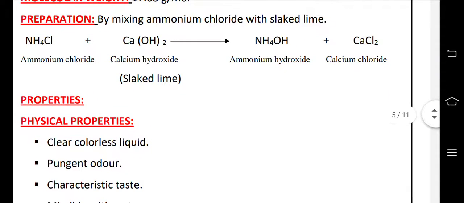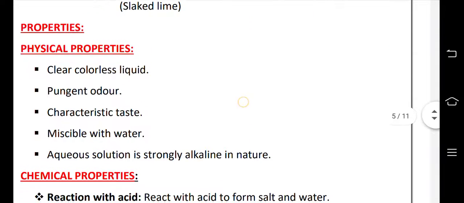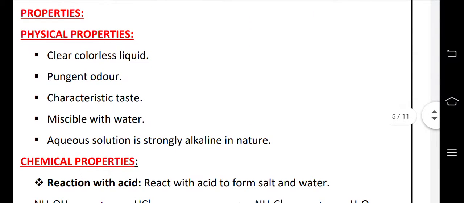Preparation of strong ammonium hydroxide. It is prepared by mixing ammonium chloride with slaked lime. So this is the equation in which ammonium chloride is mixed with calcium hydroxide, which is also known as slaked lime, to form ammonium hydroxide and calcium chloride. Now coming to properties of strong ammonium hydroxide.